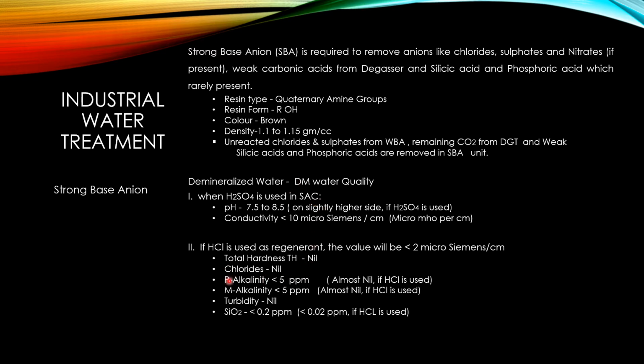Chloride also nil. Phenolphthalein alkalinity or P alkalinity will be 5 ppm if H2SO4 is used, and it will be almost nil if HCl is used. M alkalinity, methyl orange alkalinity, also will be 5 ppm if H2SO4 is used, and it will be nil if hydrochloric acid is used. Turbidity will be nil for both regenerations. Silica normally 0.2 ppm if H2SO4 is used. If we use HCl, then it will be less than 0.02 ppm. This is because of the effective regeneration in the SAC.